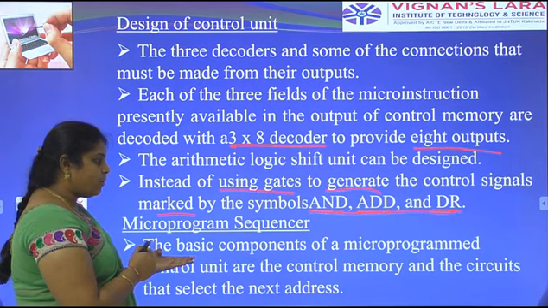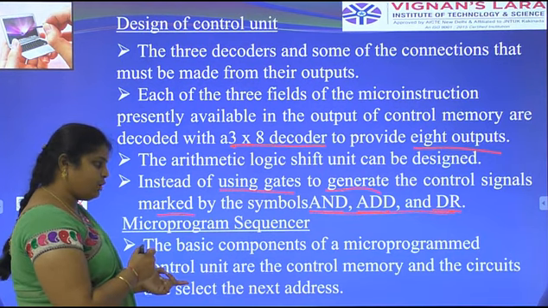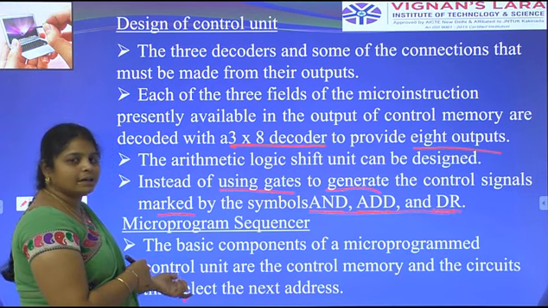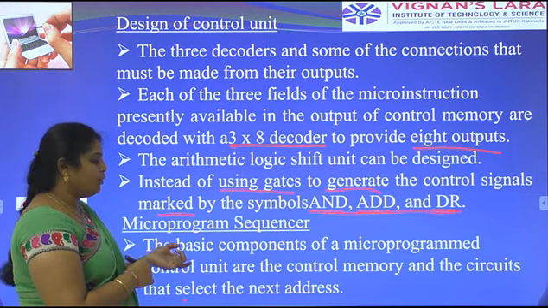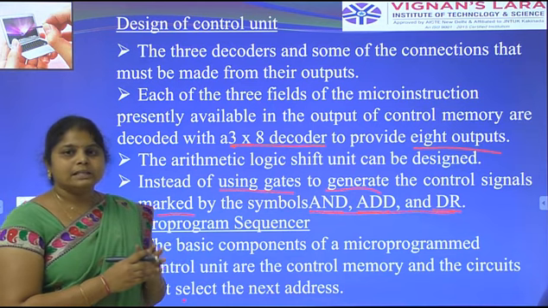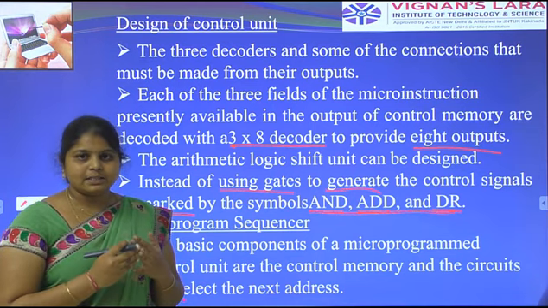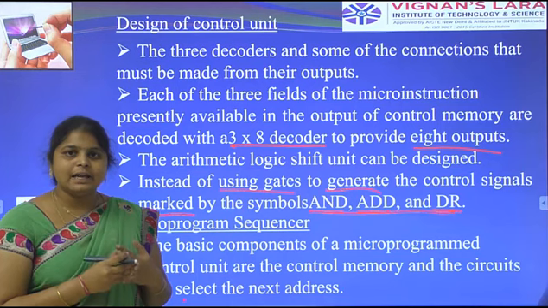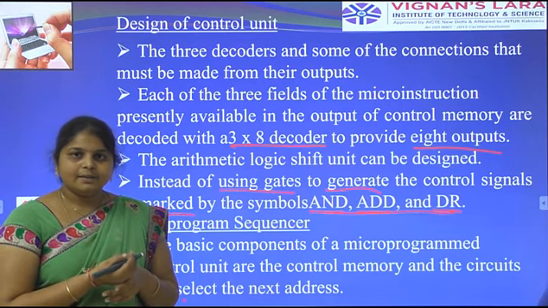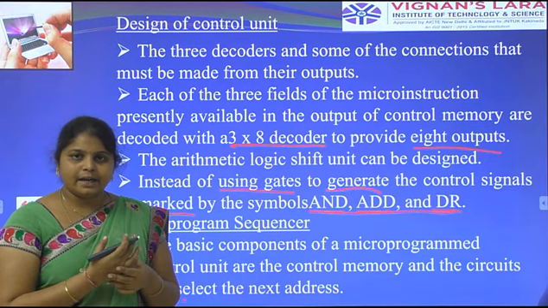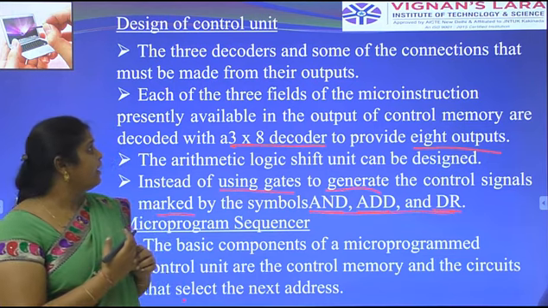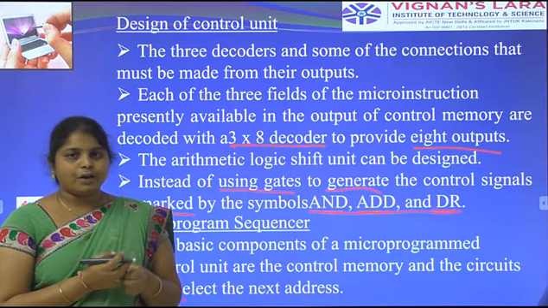The basic components of the microprogram control unit are the control memory and the circuits that select the next address. This is known as a microprogram sequencer. Whenever the CPU is executing an instruction, it simultaneously also indicates the next instruction to be executed. That is known as the next address generator, and it is also called a sequencer. This is about the design of the control unit.